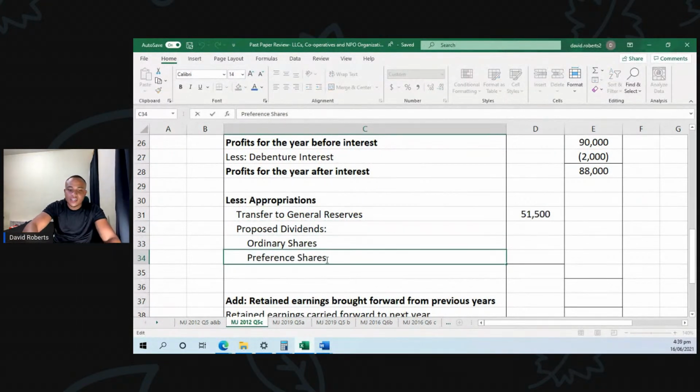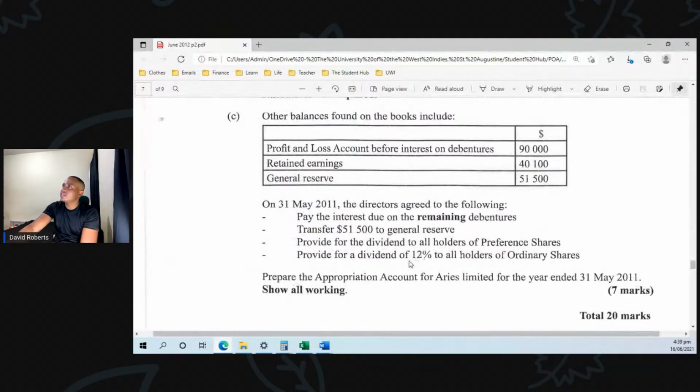This is fixed. This is already known. So we really need to find out what the preference dividends is. One thing I encourage my class is to tick off as you go along, like you see with the notes. Put a tick in your paper to show that, okay, I handled this here. We put in a tick because we transferred 51,500 to the general reserve.